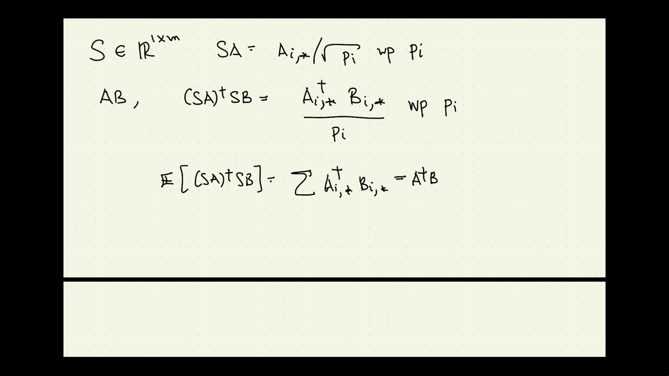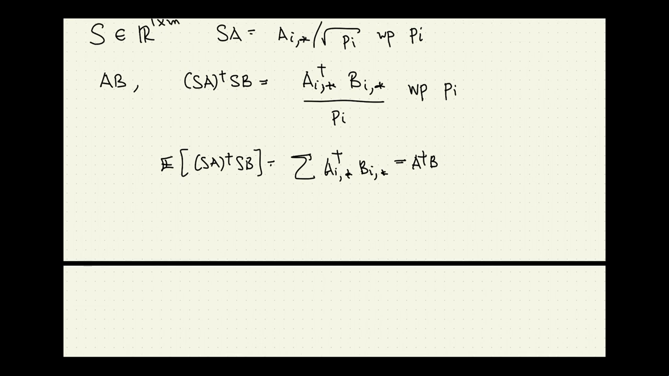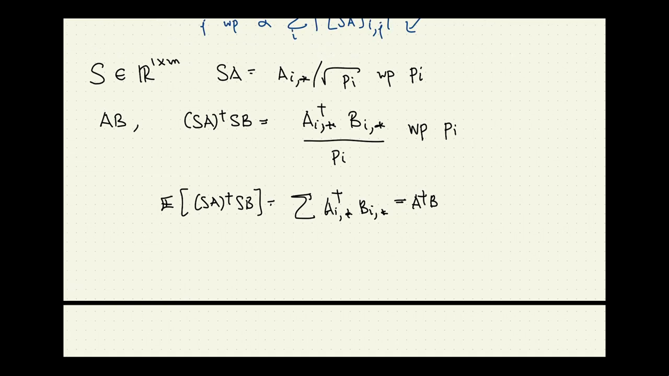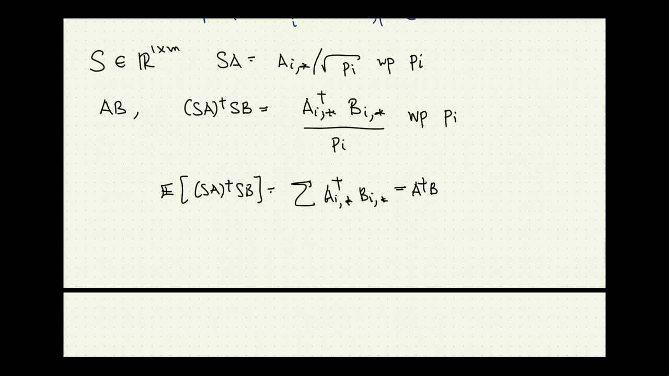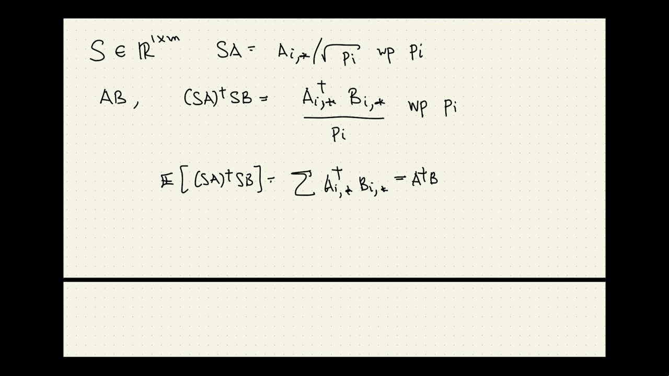And so far, I haven't used any properties of my probabilities. But what you can observe is that if we were sampling this p_i, let's say p_i was sampled 50-50 from the row norms of A and the row norms of B. So what I mean by this is that we take p_i to be equal to 1/2 of, okay, we flip a coin, and then based on that coin, we either sample from the row norms of A or the row norms of B.